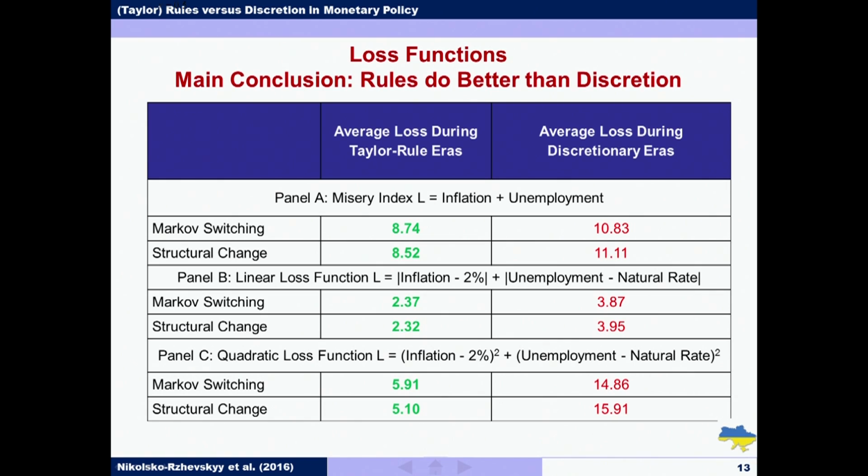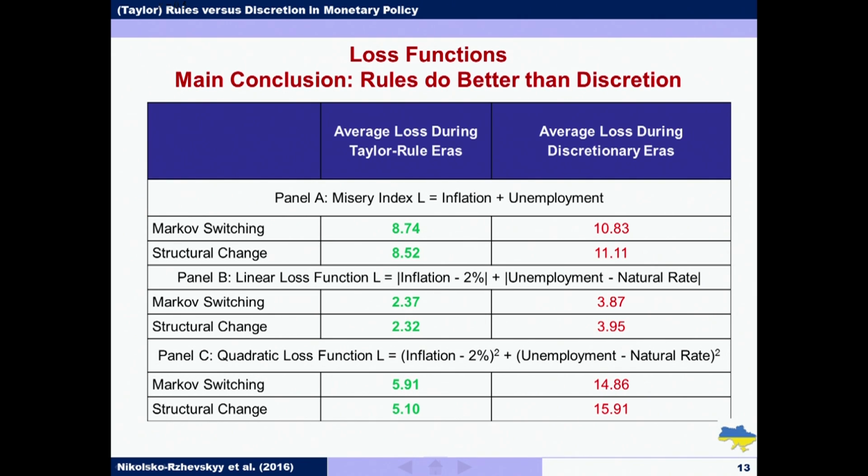Here in the first column, you see the average loss during the Taylor rule errors, during the times when the Fed was implicitly following the Taylor rule. And in the last column, you see again the average loss when the Fed was exercising discretion. What's very important here is that all green numbers are smaller than the red numbers.